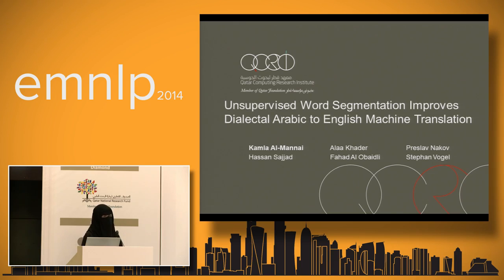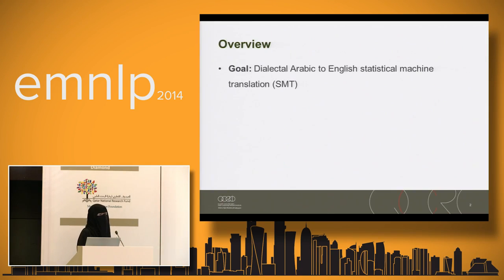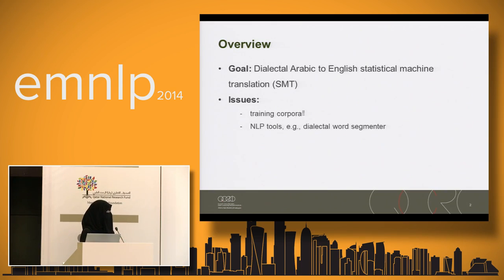Here today our presentation is on how to use unsupervised word segmentation to improve dialectal Arabic to English machine translation. An overview of the presentation: we will start with our goal, which is to develop a dialectal Arabic to English machine translation system. We faced some issues, like the size of the training corpora, and another is that we lack some of the NLP tools that could help us develop our statistical machine translation system, like word segmenters.